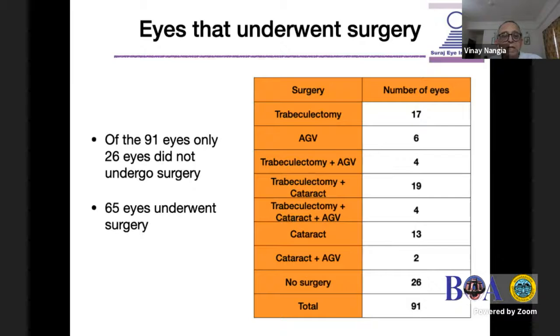So of the 91 eyes, only 26 eyes did not undergo surgery and 65 eyes underwent surgery. That's an important indicator to us that when you're reaching maximal medical therapy, you may assume that a majority of your patients are likely to undergo surgery. So you start preparing for that in that sense, actually.